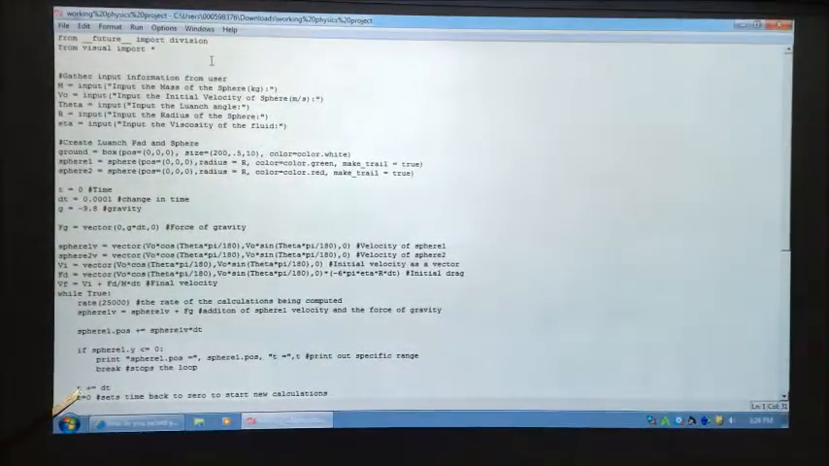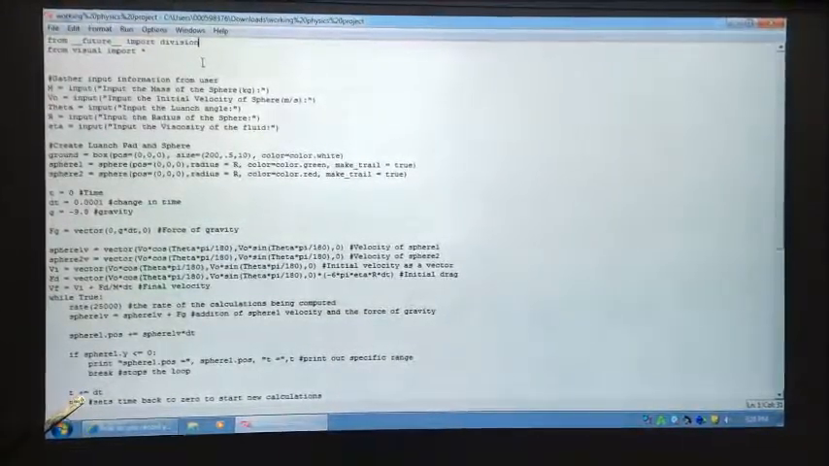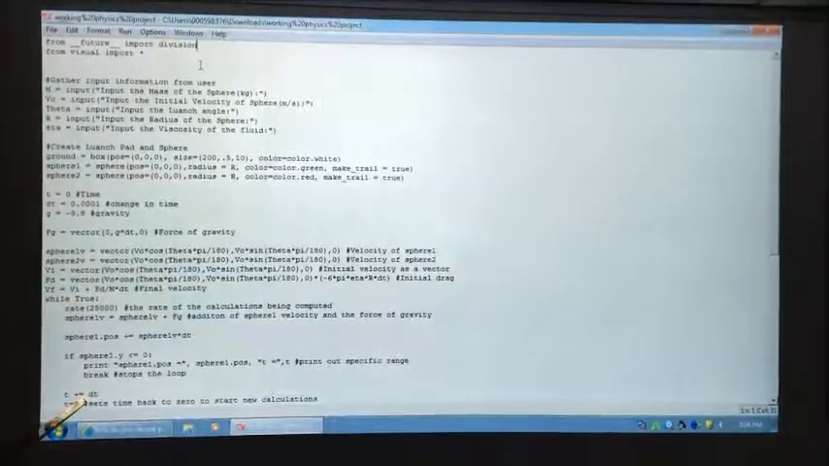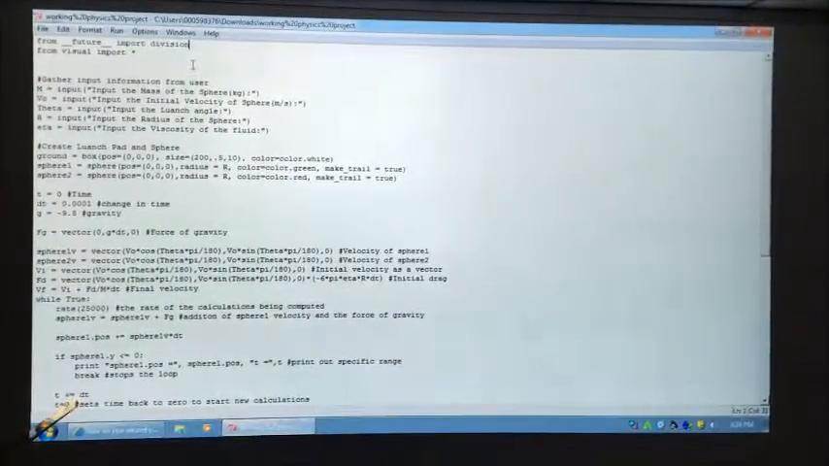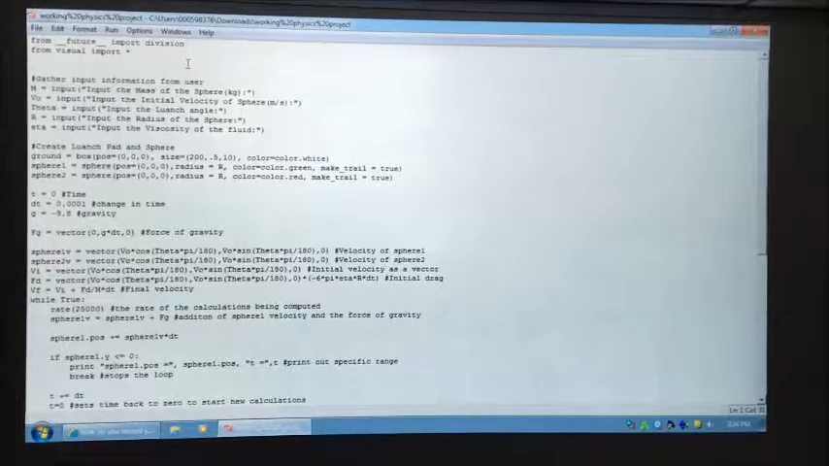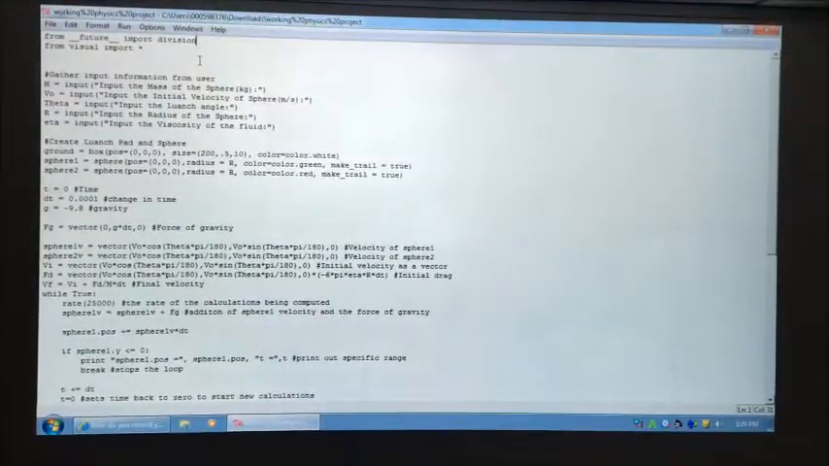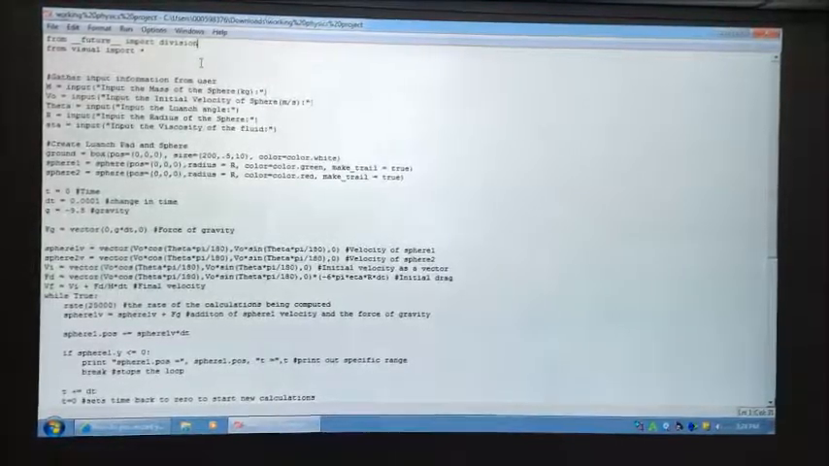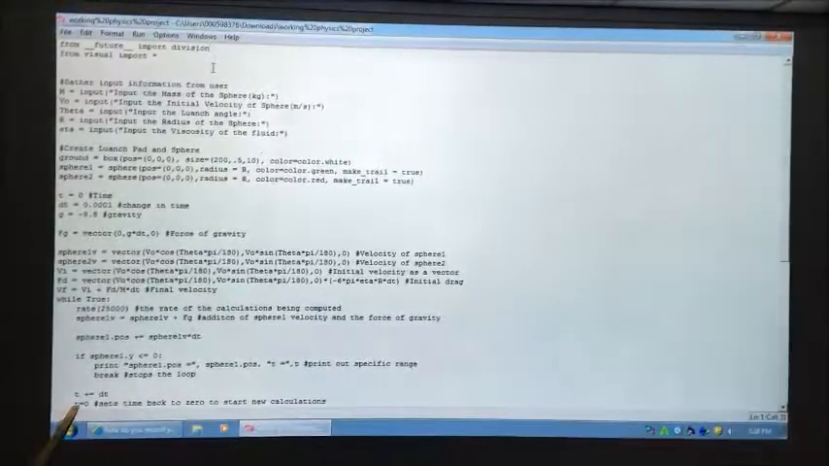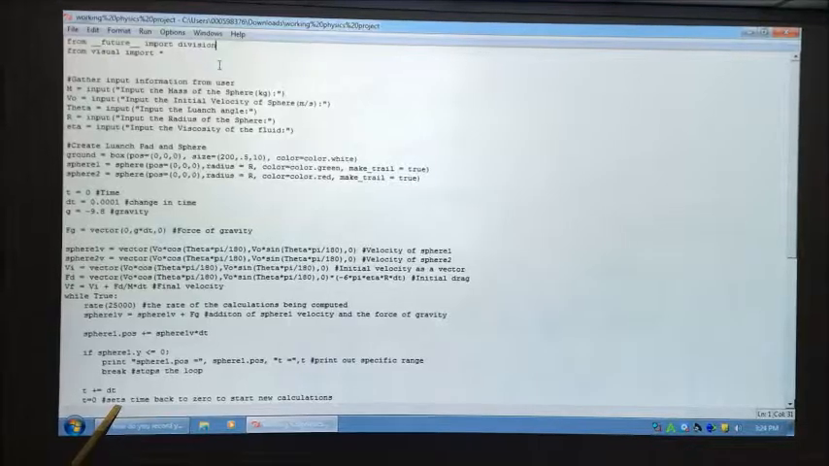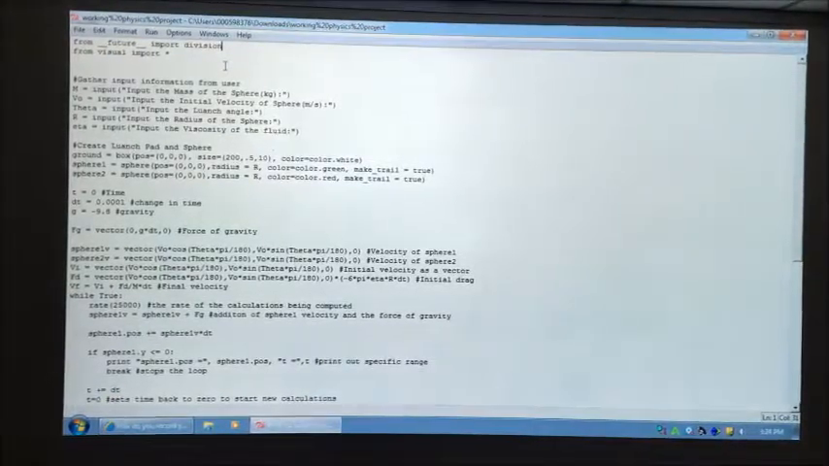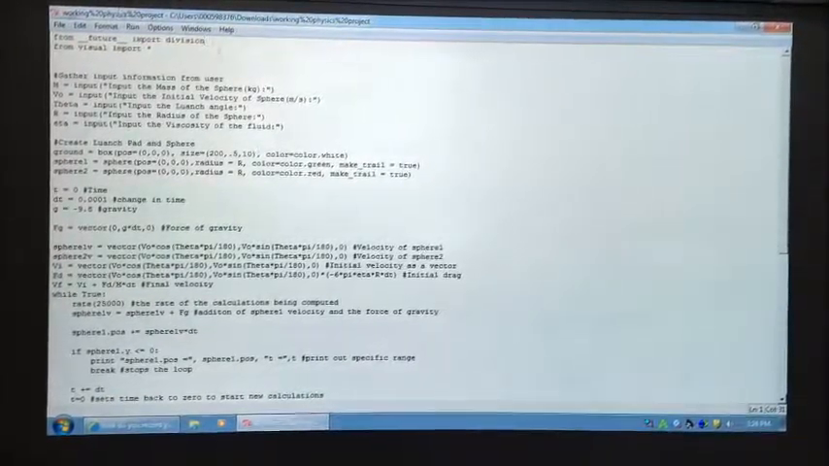t plus equals dt, which keeps the time variable for calculations of the sphere. And then t equals 0 will set the time back to 0 to start the new calculations for sphere number 2.